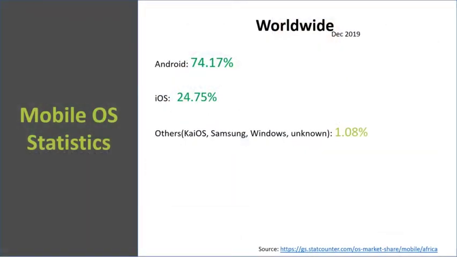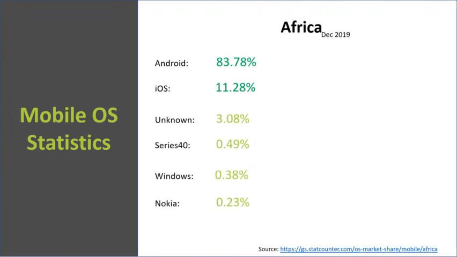Looking at some statistics worldwide, it shows that Android powers 74.17% of the mobile phones worldwide, followed by iOS with 24.75%, and the rest combined, that is Samsung, Windows, and some unknown systems not mentioned here, only have 1.08%. In Africa, Android powers 83.78% of mobile phones, followed by iOS with 11.28%, and the others combined have about 5%. So this clearly shows that if you're an IT startup based in Africa reaching your customers through mobile phones and you need to create a mobile app, Android should be the first target you think of.